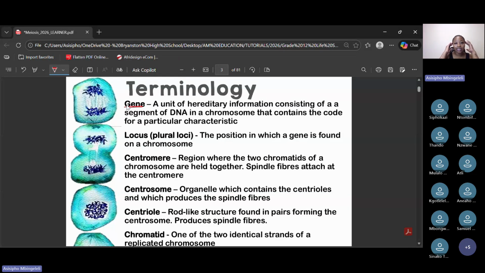Now, what is this gene particular? Right? So this is a section of DNA in a chromosome. You can say it's a section, or segment rather, of DNA in a chromosome.